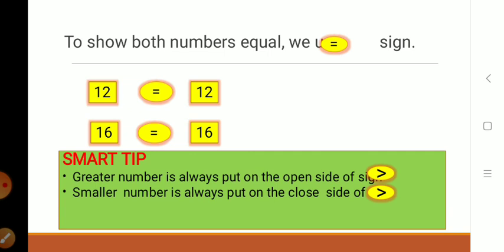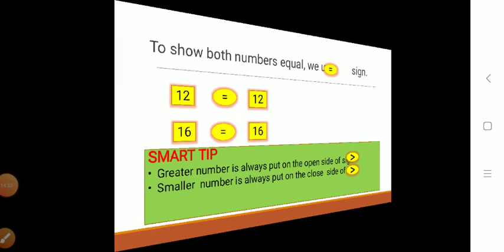Now here is a smart tip. The greater number is always put on the open side of the sign, as I told you before. And the smaller number is always put on the closed side of the sign. So students, you understand the greater than and smaller than concept and how to compare numbers using them? Okay, now we will see the exercise regarding that.